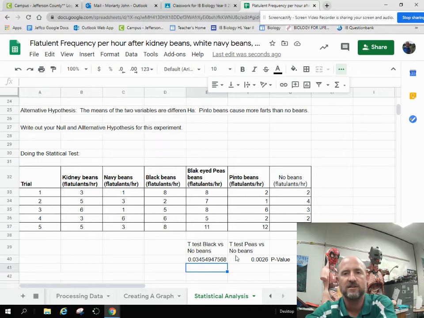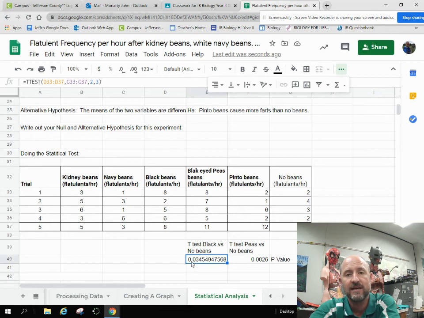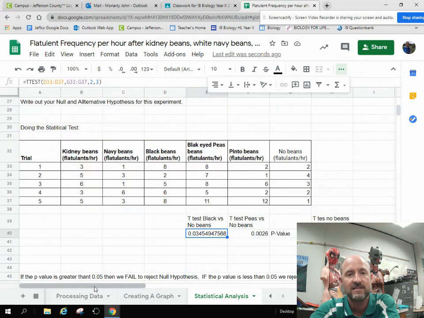Okay, and hopefully you guys all got the same number. Check yourself if you didn't. And this time it is 0.03, which is less than 0.05. So we would reject the null hypothesis.